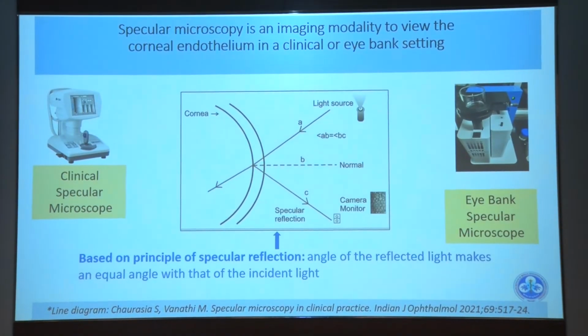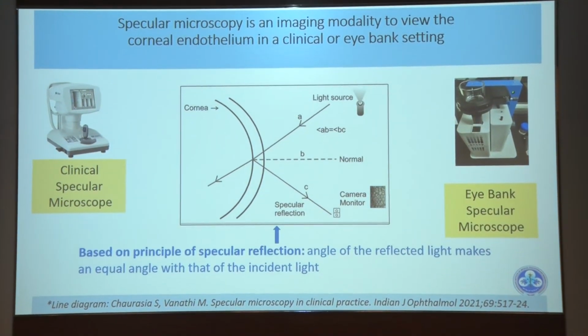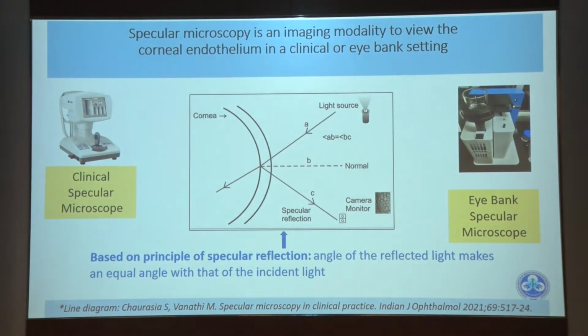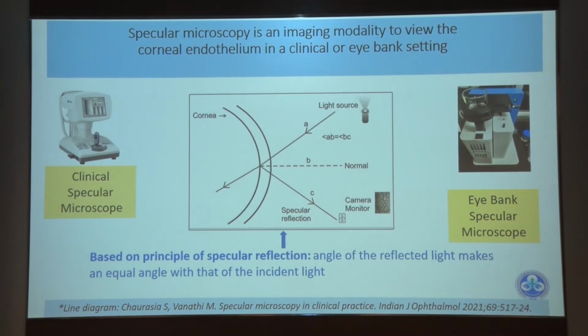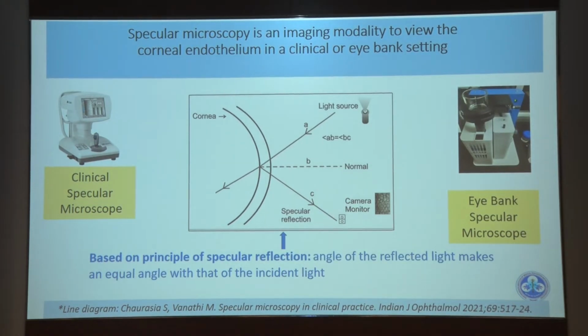So specular microscopy is basically the imaging modality to view the corneal endothelium in a clinical setting or an eye bank setting. You can have it in both settings, and it's based on the principle of specular reflection. The angle of reflected light makes an equal angle with the incident light, and it is only that light which can be picked up by the specular microscope.